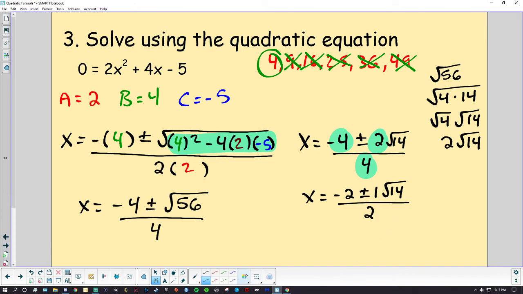Okay, I have a little extra in here, right? I don't need a 1. That's silly. Here is my problem, nice and simplified. If I wanted to, could I simplify this even more? What do you think? I could, but it would look a little weird, so we're going to call it there.